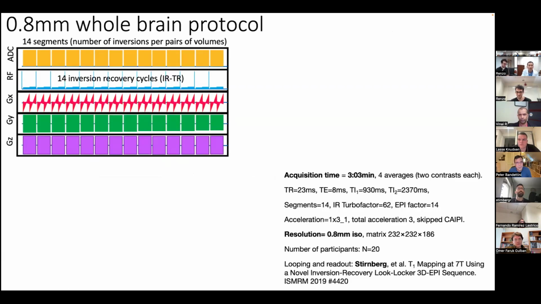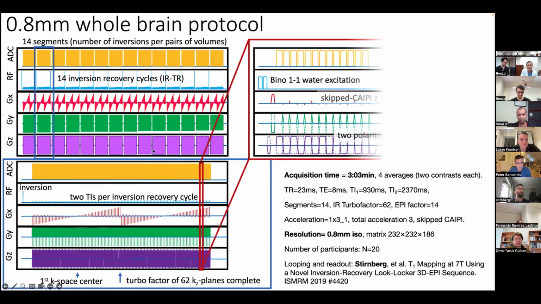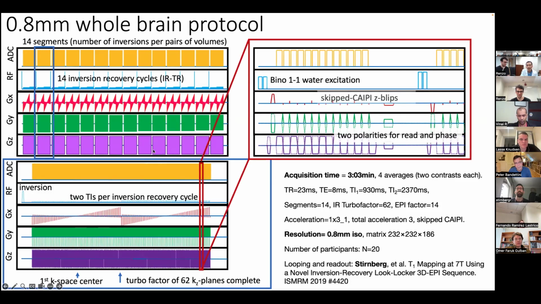Here, we have the complete sequence diagram. We use 14 segments to fill the k-space. Within each segment, we have an inversion recovery cycle to get 62 kz partitions of 2 inversion times, whereas each shard alternates between reverse and read phase polarity combinations, respectively.